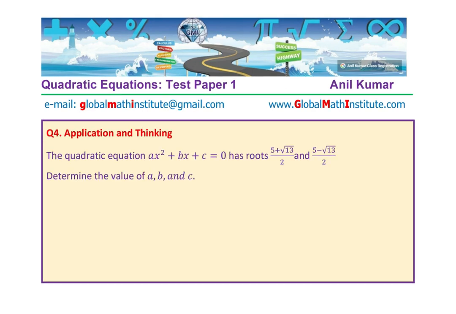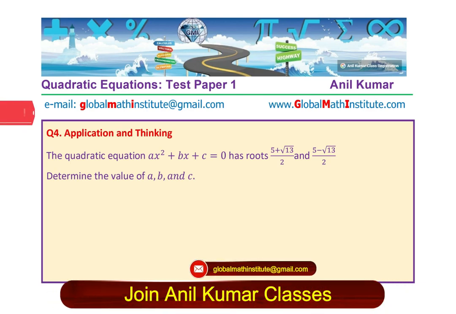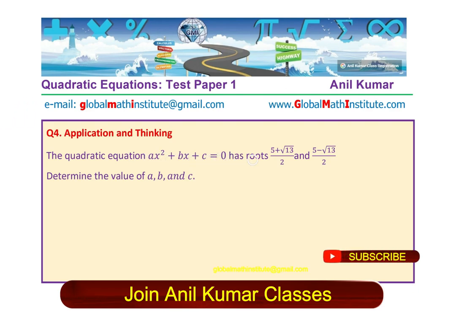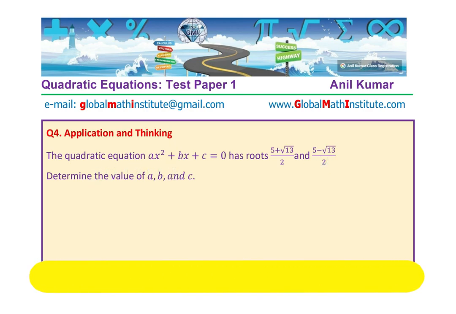So let's move on to question number 4. So in this particular video, this is one of the most difficult questions. Let us see, how do we solve this? The quadratic equation ax squared plus bx plus c equals 0 has the roots 5 plus square root 13 over 2 and 5 minus square root 13 over 2. Determine the value of a, b, and c. Now the beauty of this is something like this.